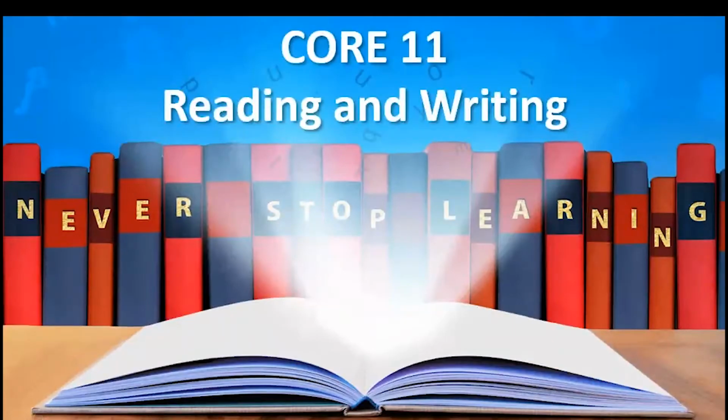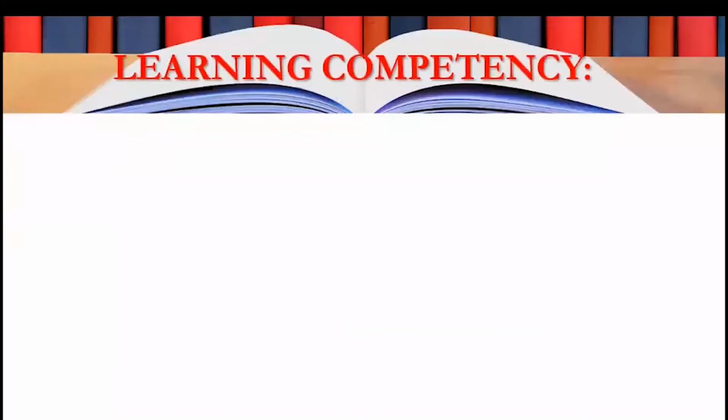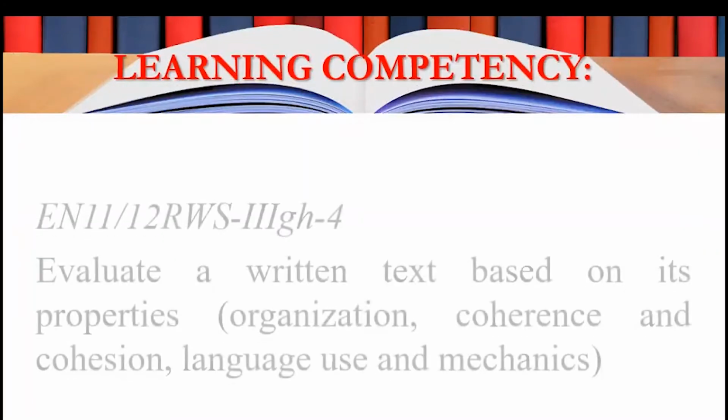Welcome to our Core 11 Reading and Writing class, Module 2: Properties of a Well-Written Text. This is the learning competency for this lesson. These are the learning objectives.